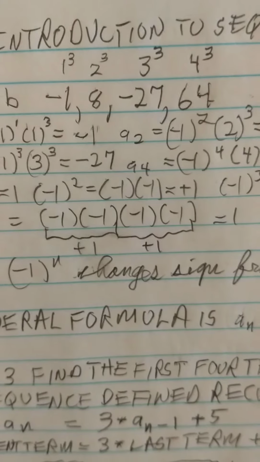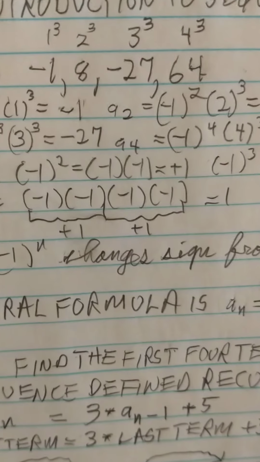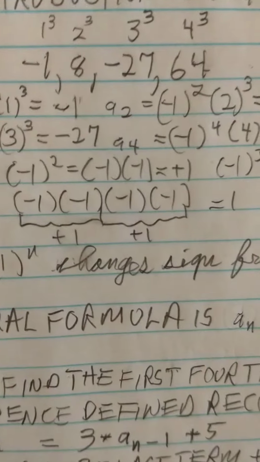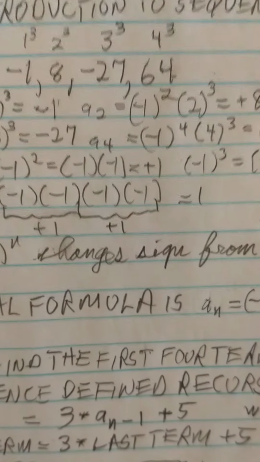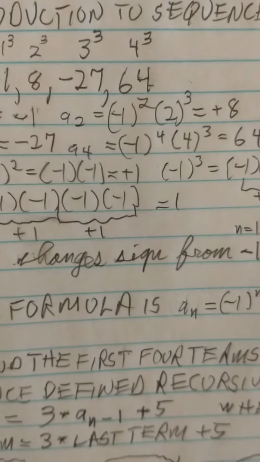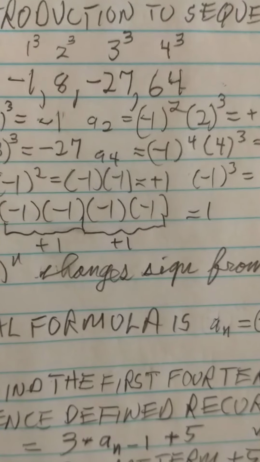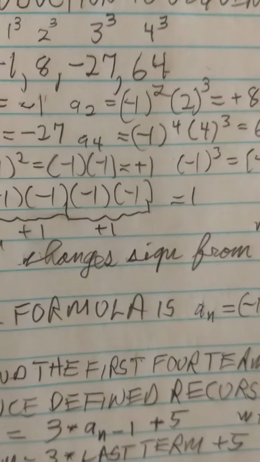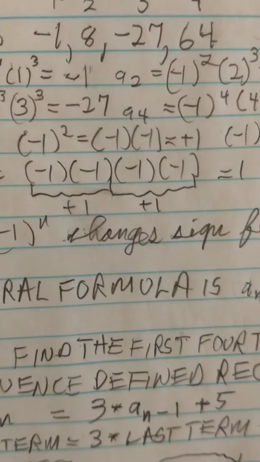Now looking at our next sequence, we see the number sequence of negative 1, comma 8, comma negative 27, comma 64. Now if we remember what 8 is, that's 2 to the third power, 2 times 2 times 2. And 27 is 3 times 3 times 3, 3 to the third. And 64 is 4 times 4, 16 times 4, or 64. So that's a sequence that has the cubes. But notice their sign is alternating.